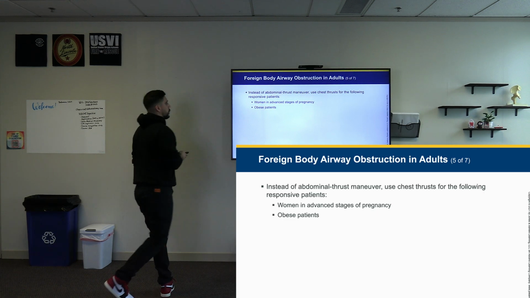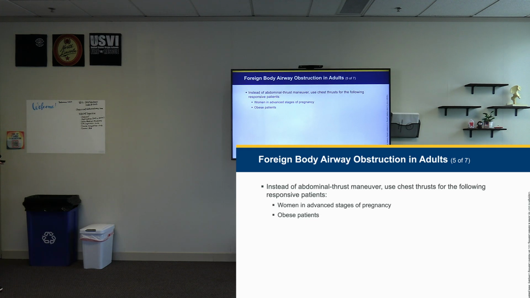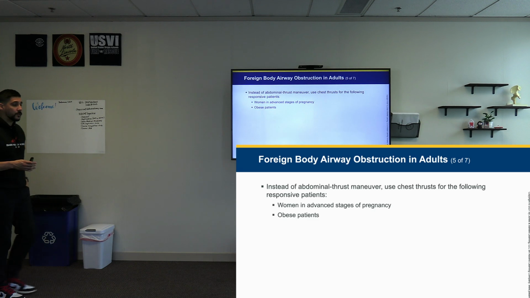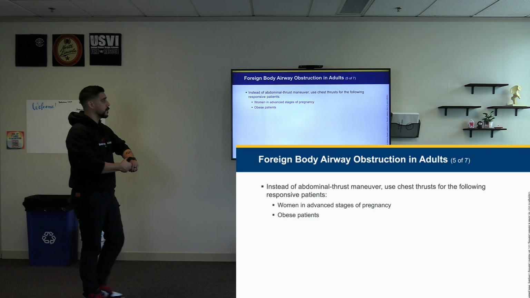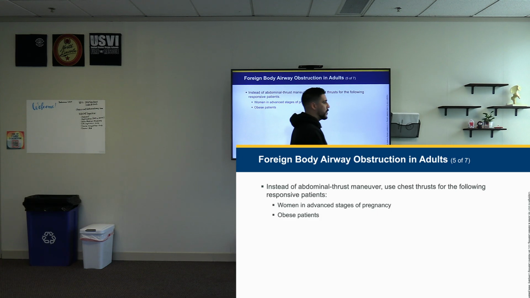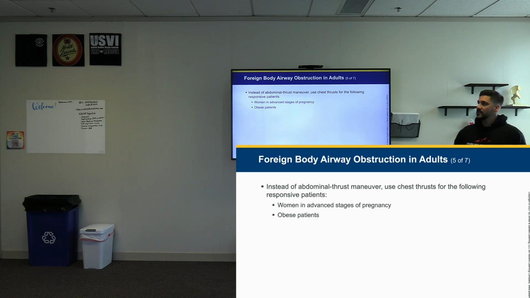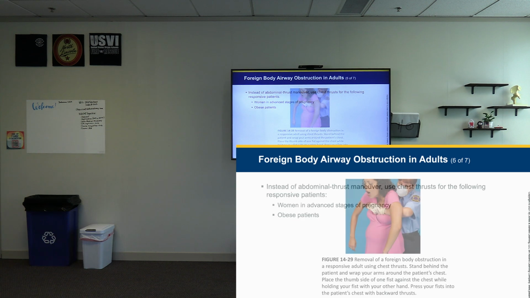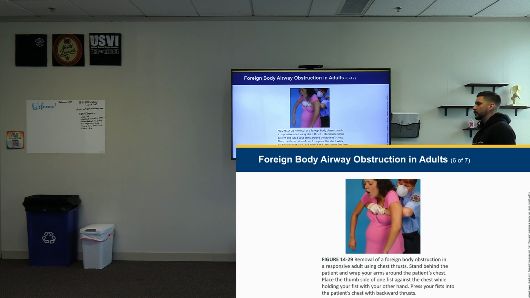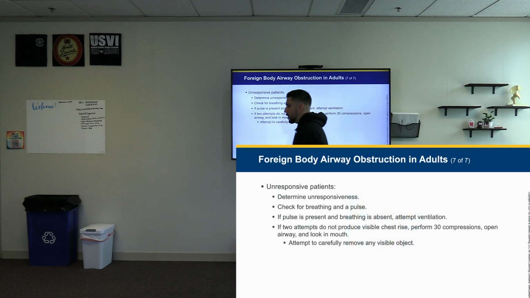If we have someone who maybe is pregnant, right? Obviously, we don't want to do abdominal thrusts on a pregnant woman, or even someone who's morbidly obese. They're just so large, we physically cannot get our arms around them. We can use chest thrusts instead. And it's the same principle, squeezing at the chest, trying to force air out of the lungs. Now, once again, this is in responsive folks who are doing the Heimlich or abdominal thrusts, okay? So there's your example of the chest thrust there. Now, let's say they go unresponsive.